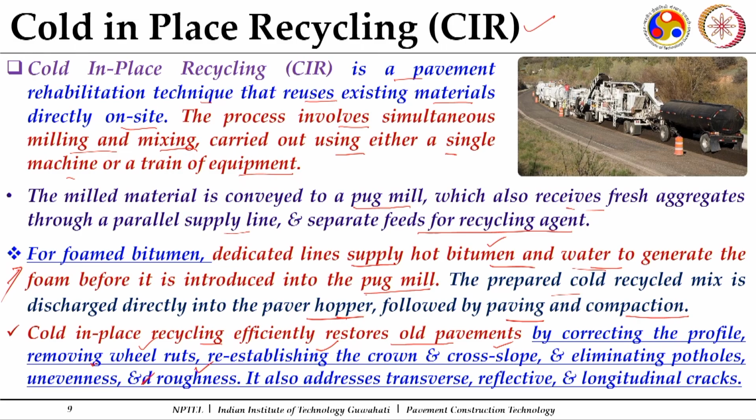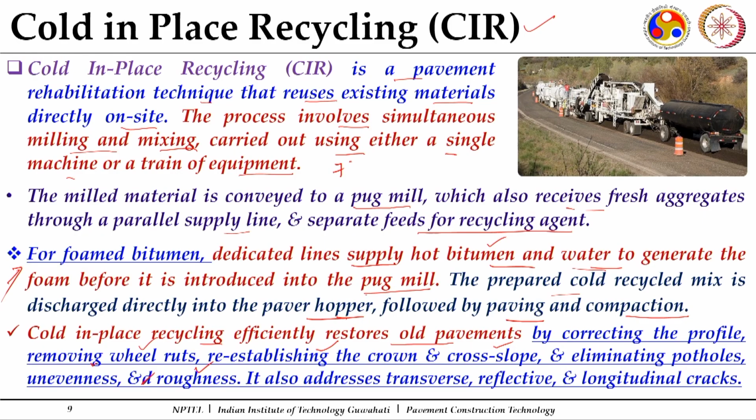Specifically when it is cold in place recycling, typically we go for a thickness in the range of 75 mm to 100 mm. So this cold in place recycling is many a time called partial depth recycling under the category of cold in place. If the depth is around 75 to 100 mm, then it is called partial depth cold in place recycling.